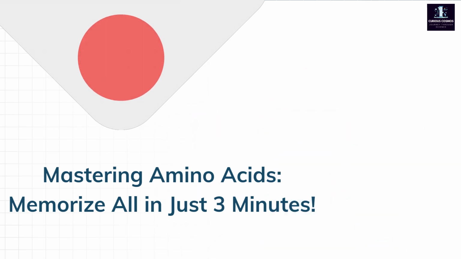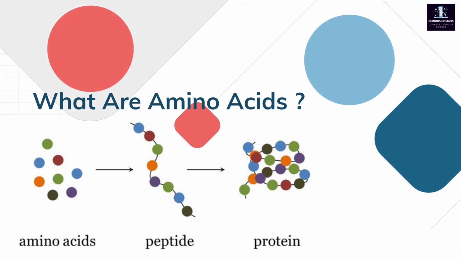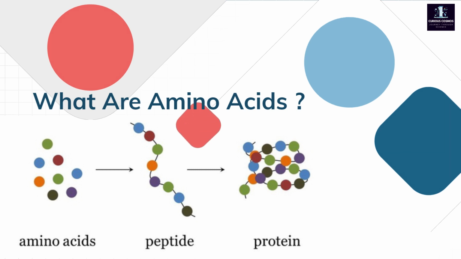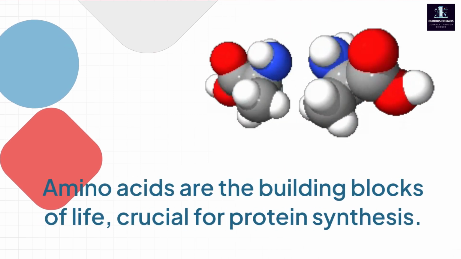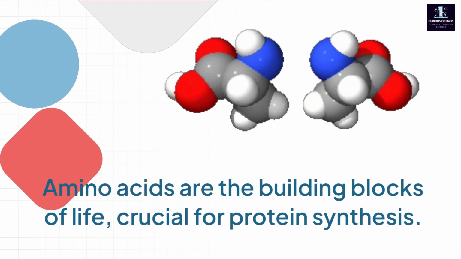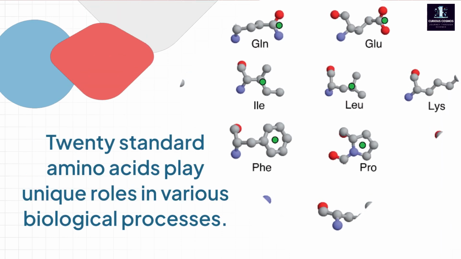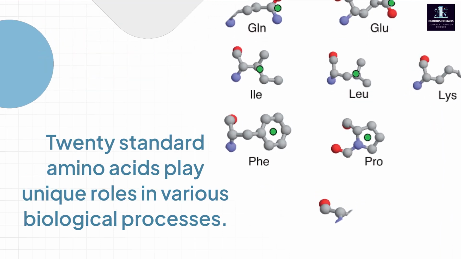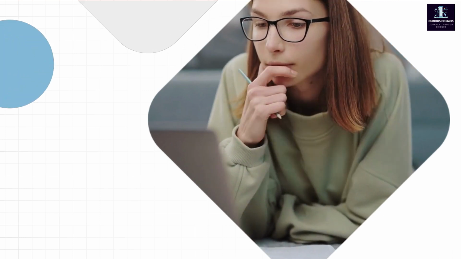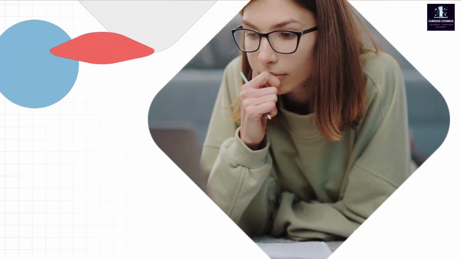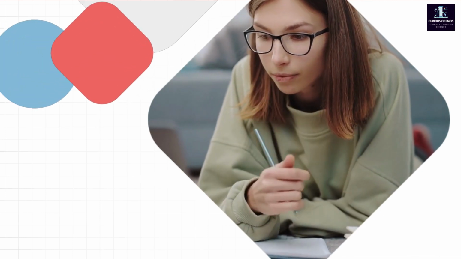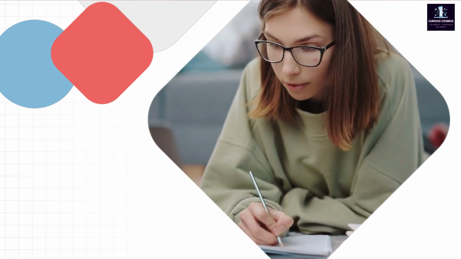Are you ready to excel in your biology studies? Let's get started. So, what exactly are amino acids? Well, these compounds are the essential molecules that form proteins, crucial for the proper functioning of our bodies. Amino acids are the building blocks of life, crucial for protein synthesis. 20 standard amino acids play unique roles in various biological processes. But with over 20 to memorize, it can be quite a challenge. That's where our technique comes in.